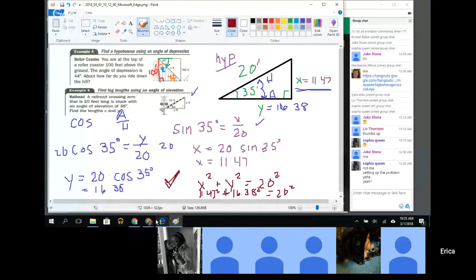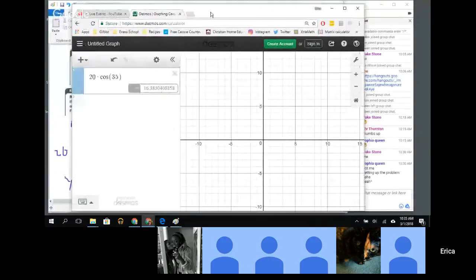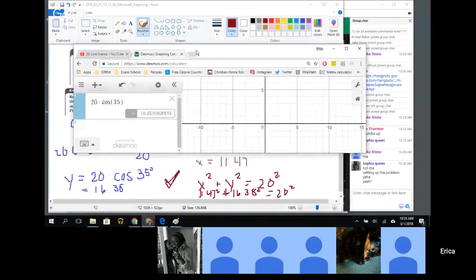Excuse me. Let's see. Trying to make Desmos a little, there we go. What are we trying to do? Okay. That's what I wanted to do.